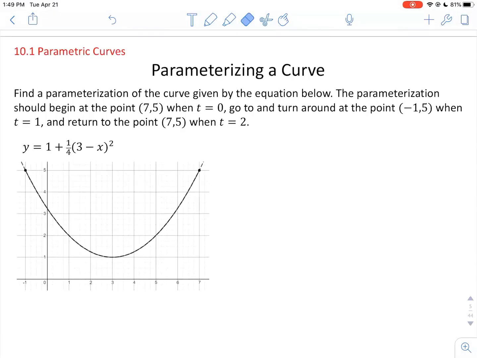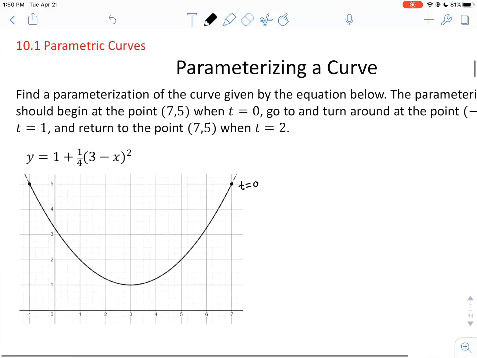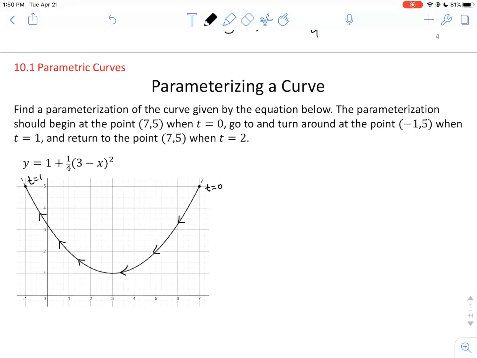So here's the same curve, but do a different parameterization of it. Find a parameterization of the curve given by the equation below. The parameterization should begin at 0.75 when t is 0, go to and turn around at the point -1, 5 when t is 1. So we want it to travel pretty quickly, like in 1 unit of time, and get to right here. But then we want it to turn around and go back, riding along the same arch. By the time we get to time 2, we want it to finish where it started.